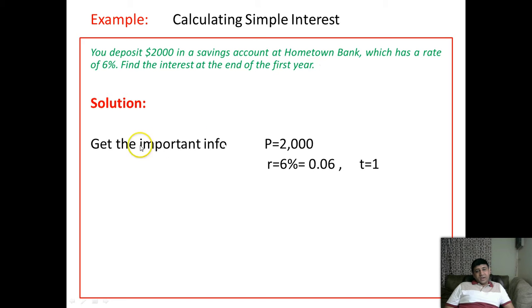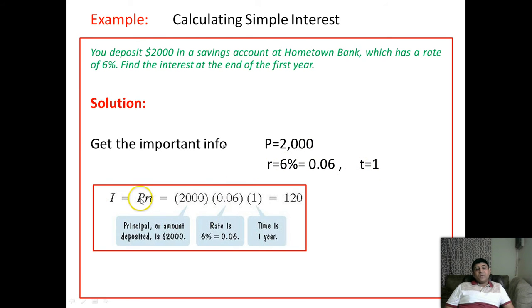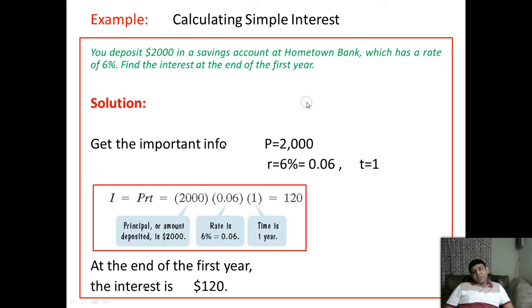So get the important information and write it down: P is equal to this, R is equal to this, T is equal to this. We know the formula is I equals PRT. That means multiply principal times the interest rate times the time. And it comes out to be 120. So at the end of the first year, if you deposit $2,000 into a savings account, your interest will be $120. It will be added to your account. That's it. That was the simplest example of a simple interest calculation.